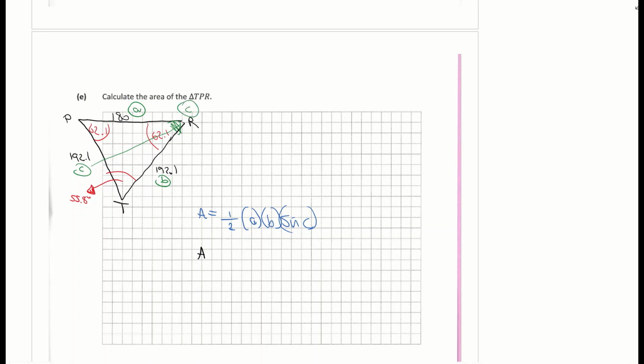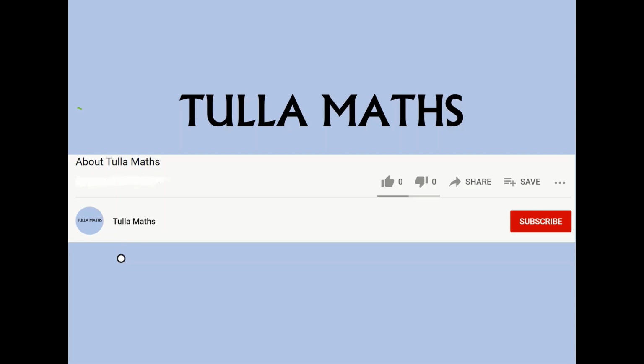So when I'm filling in my formula, my area is equal to a half times A, which is 180, times B, which is 192.1, times my sine of C, which is sine of 62.1 degrees. And when I type that in my calculator, I get an area of 15,279 centimeters squared.